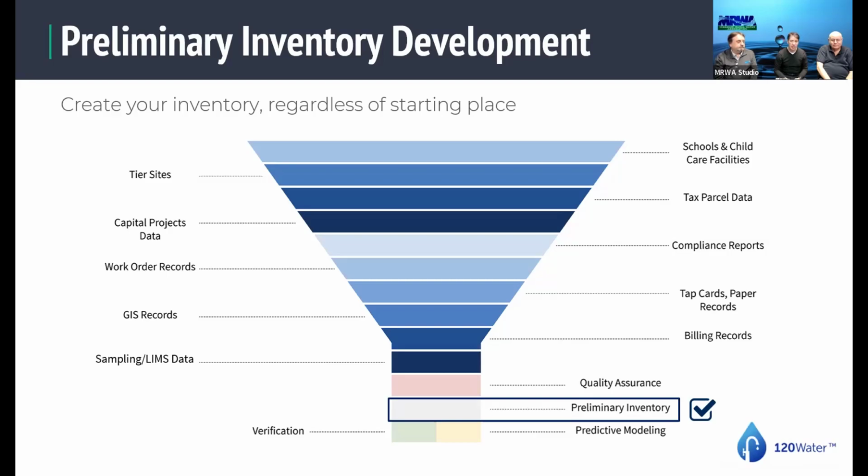If you do have a GIS system, that's great. What we do as a software company, and we are software, we are not boots on the ground, is we can take all of these disparate ideas. We can pull records out of your GIS. We can help with your paper records and digitizing them. We can bring all of this together so everything is going into this funnel and you get that preliminary inventory.